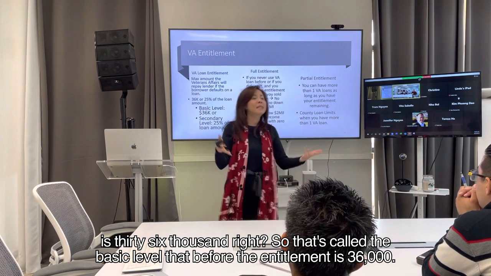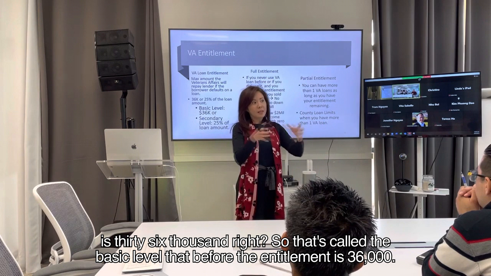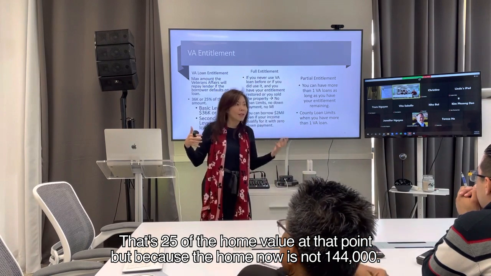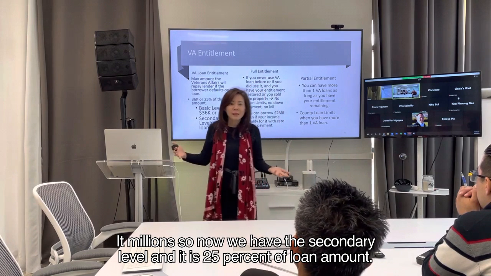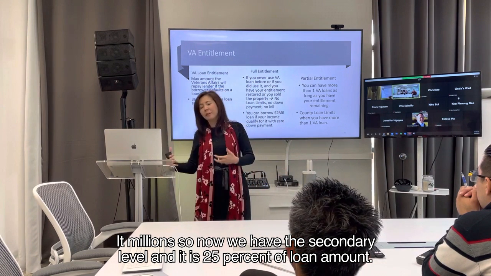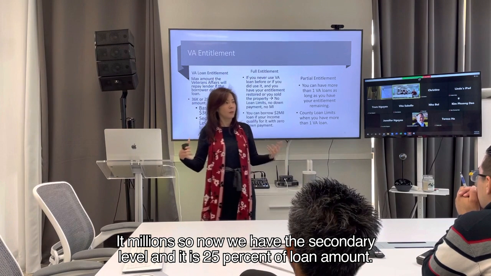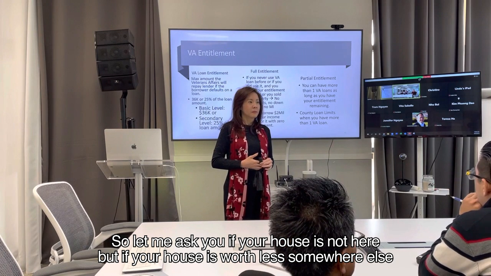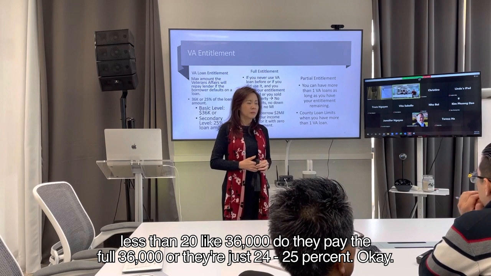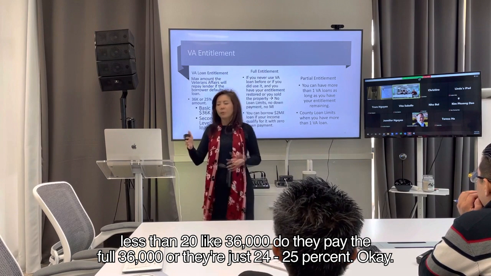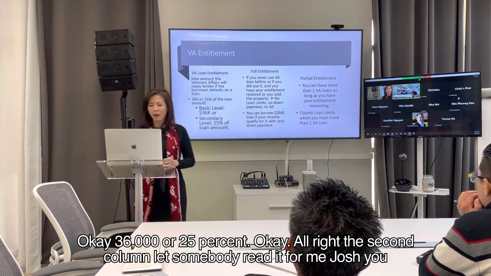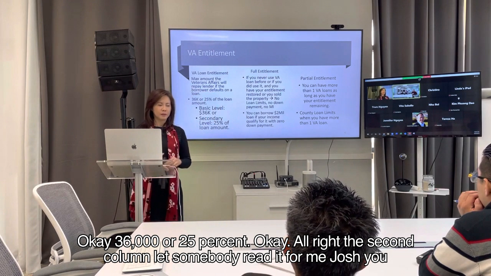So that's called the basic level, where the entitlement is 36,000. That's 25% of the home value at that point. But because the home now is not 144,000, it's millions, now we have the secondary level, and it is 25% of the loan amount. So let me ask you, if your house is worth less somewhere else, less than 36,000, do they pay the full 36,000, or just 25%? 25%. Okay, 36,000 or 25%.